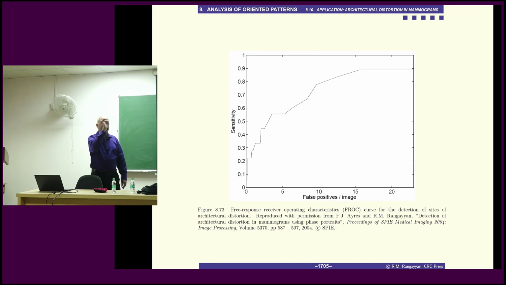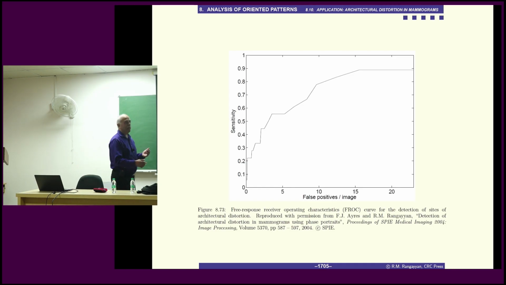That is, how many points can I mark on the image before I get the architectural distortion point correctly? Like throwing darts or putting pins. So I can close my eyes and put 1,000 pins per mammogram and I will get the correct answer. I'll find the point of architectural distortion, but there will be 999 false positives. That's useless. So if I put only one point, if the radiologist says, I allow you to mark only 1 point per image, then quite likely I'll miss many real points of architectural distortion.